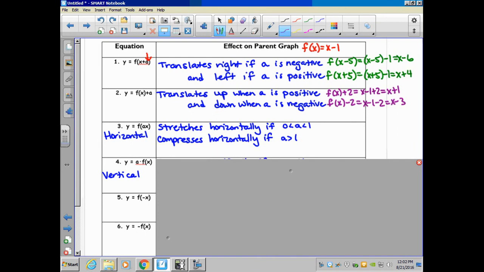So if you take the function and you multiply within the actual function, let's see what happens there. Let's multiply. It says it stretches horizontally if a is in between 0 and 1. So that's a fraction. So in between 0 and 1, let's just take 1/2. So if I multiply the x by 1/2, you're replacing the x in the original function with 1/2 x. So it looks like this, 1/2 x minus 1.